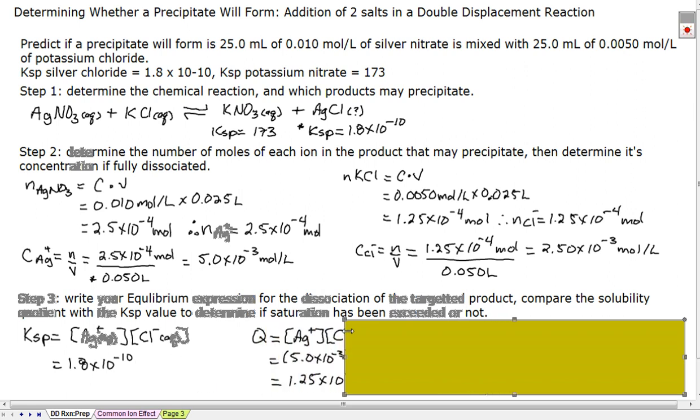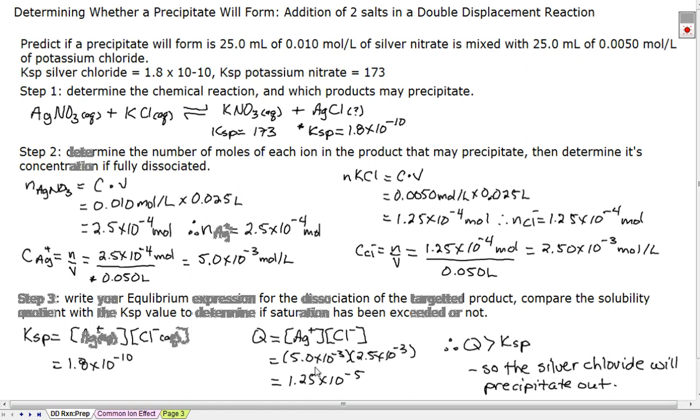So our solubility quotient is pretty much the same thing. We take a look at our concentrations, and hypothetically, if we put these two solutions together, we'll see if we've exceeded that. So we put in our concentration of silver and our concentration of chloride ions. We multiply them together based on the equilibrium expression, and we get this number, 1.25 times 10 to the minus 5. Now what we do here is a comparison, and it turns out that Q is much larger than our KSP, so therefore the silver chloride will precipitate out. So this is an example of a question where you can determine if a reaction happens, if precipitate will form. We could take this a step further and actually determine how much precipitate would form, but we'll leave that for another lesson.